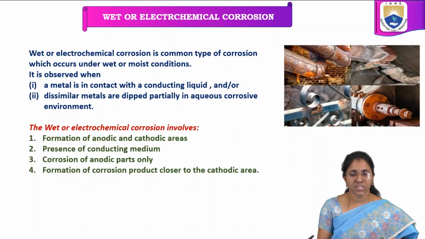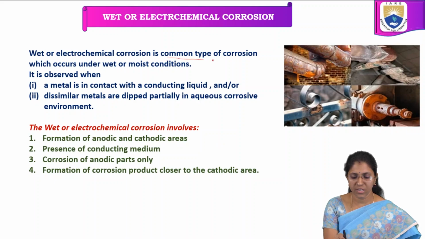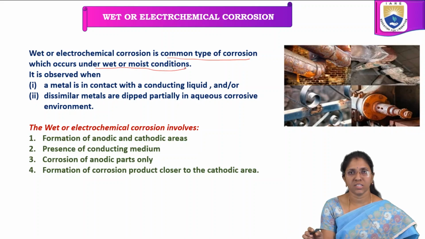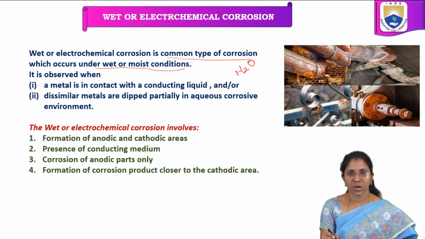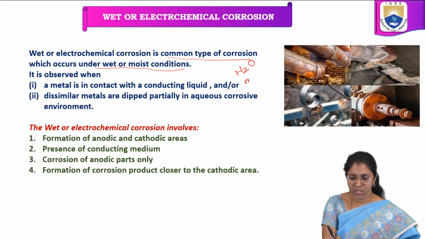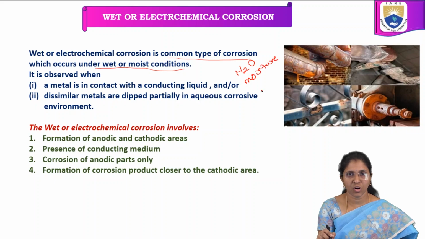So what is wet or electrochemical corrosion? Wet or electrochemical corrosion is a common type of corrosion which occurs under wet or moist conditions. Wet corrosion means the presence of water. Moist means it should contain moisture, and moisture means water. So this type of corrosion occurs in the presence of water or moisture.